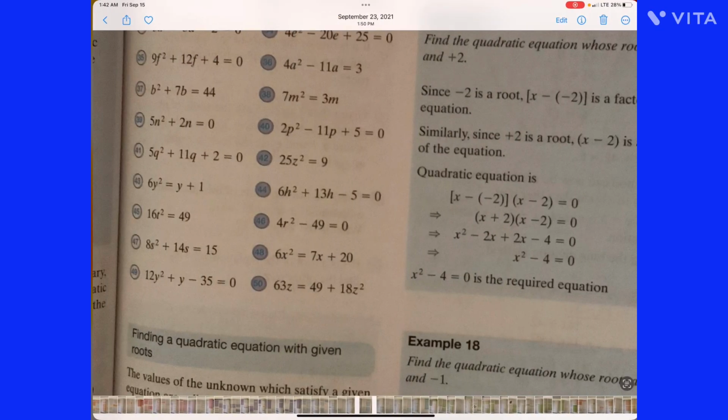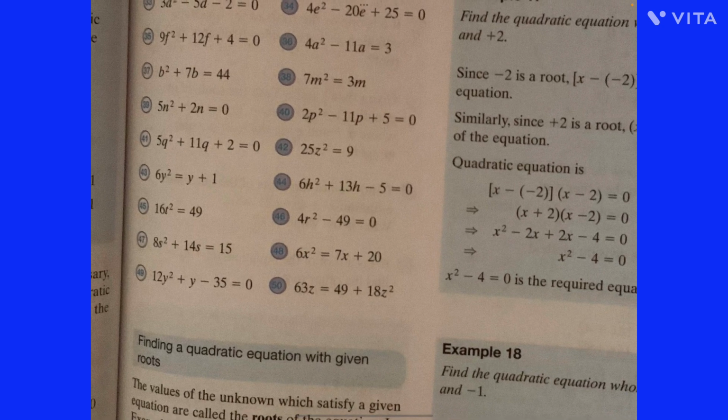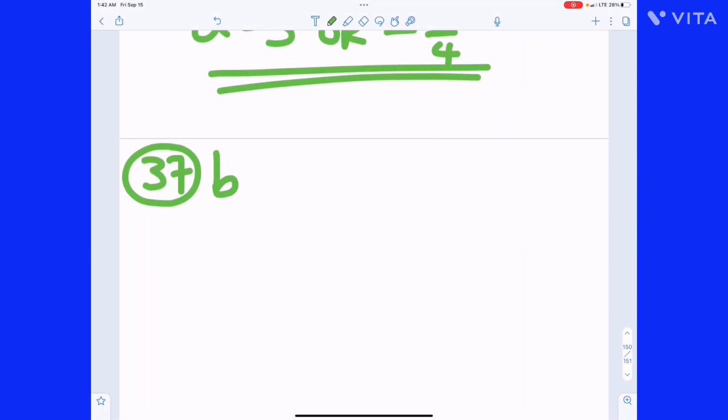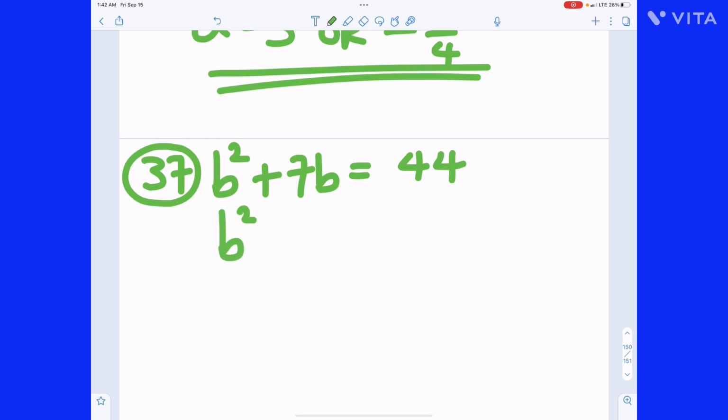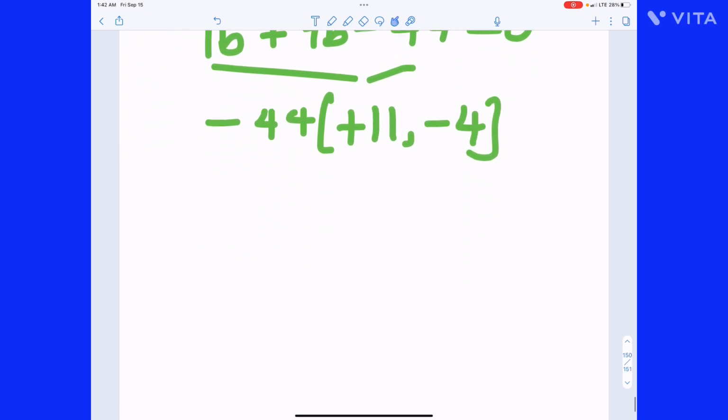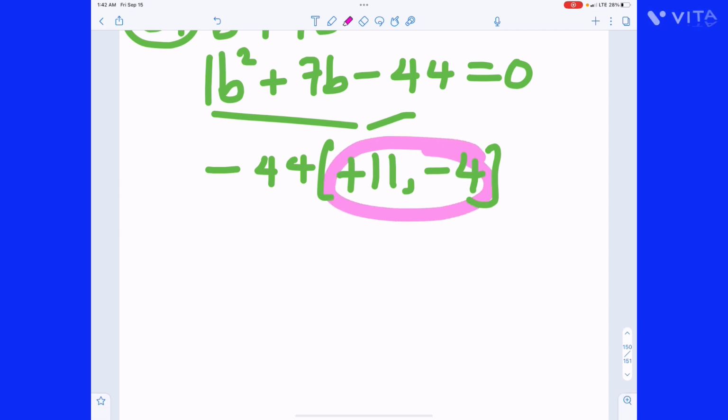In 37, what do we have? b squared plus 7b is equal to 44. I can rearrange: b squared plus 7b minus 44 is 0. b squared is 1b squared, 1 times minus 44 is minus 44. The factors are plus 11 and minus 4. 11 minus 4 gives plus 7 when added, and they multiply to give minus 44. So those are my correct factors.